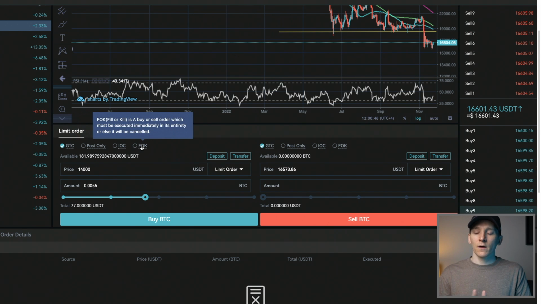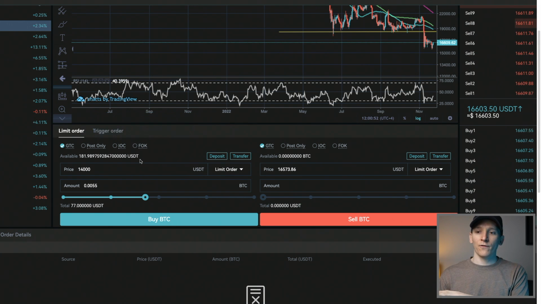Fill or kill means either your entire order gets filled or the entire order gets canceled, right? So if you traded, let's say, $1 million at 16,600 and there was only $500,000 that could be traded, your order will be killed because you can't fill the whole thing. So you can choose these. For most people, good till cancelled is fine.